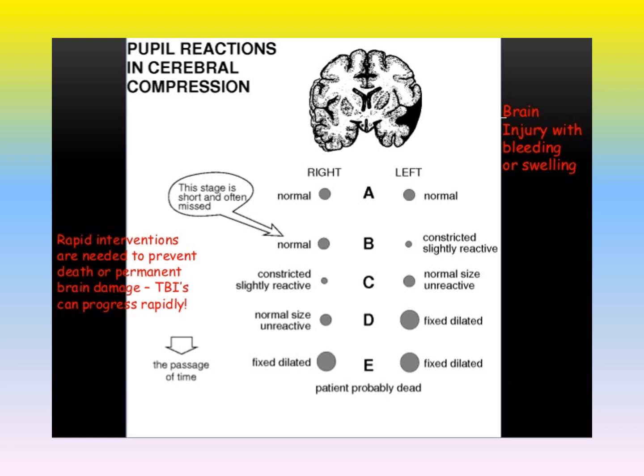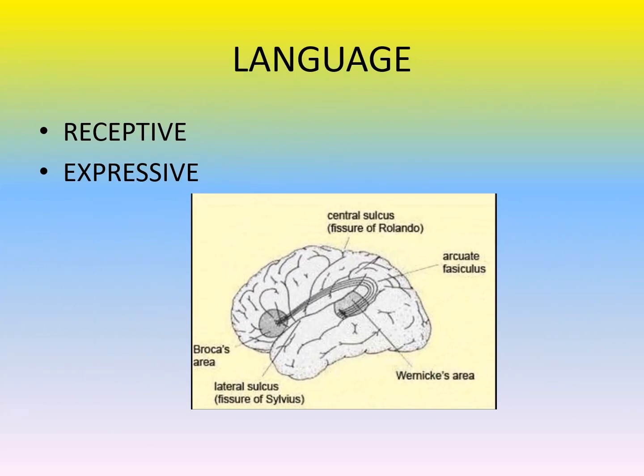And you know that fixed dilated pupils mean the patient is probably dead. It is one of the criteria that we use to declare that the patient is dead, that is, the pupils will be fixed. And the language, both receptive and expressive.